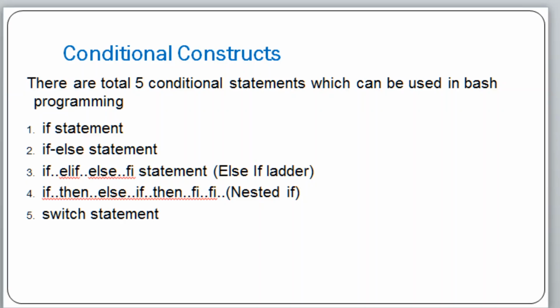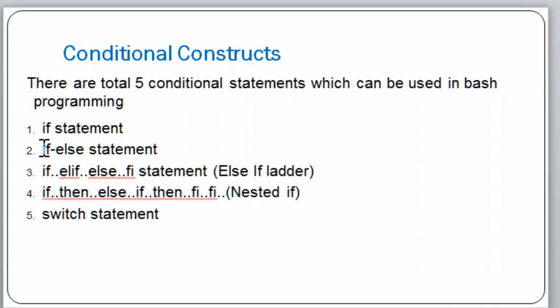Let's go ahead and get into some of the constructs when we're doing shell script statements. Okay. So the first one is conditional constructs. There are a total of 5 conditional statements which can be used in Bash programming. The first one is going to be an if statement.